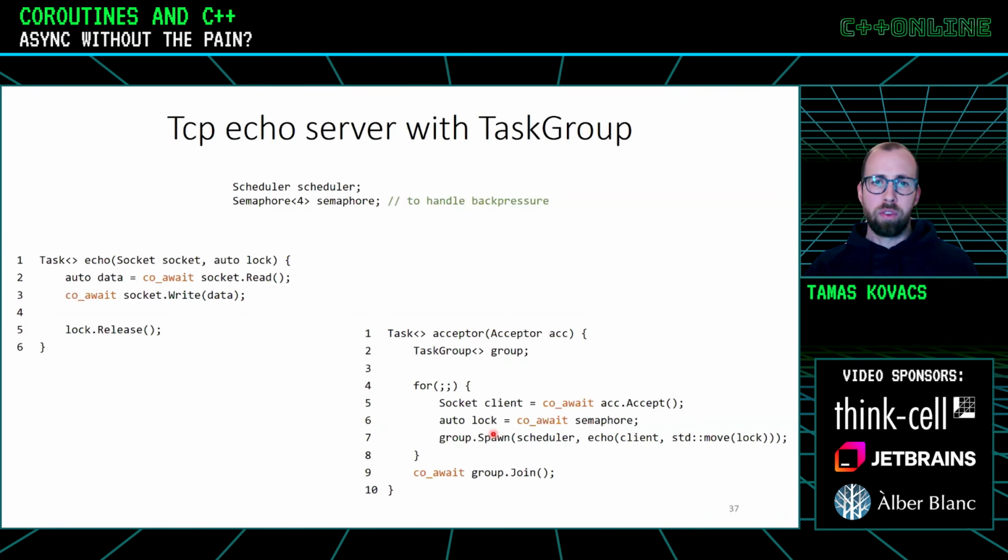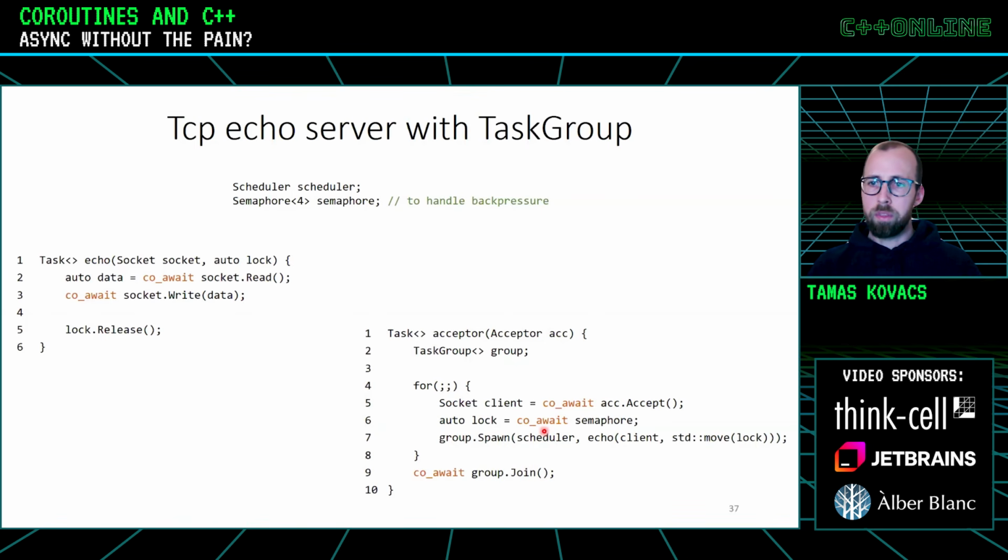We introduce a semaphore with a fixed size of 4. This is going to be the limit of how many connections are allowed to run concurrently. And before spawning a new task, we are simply co_awaiting this semaphore.